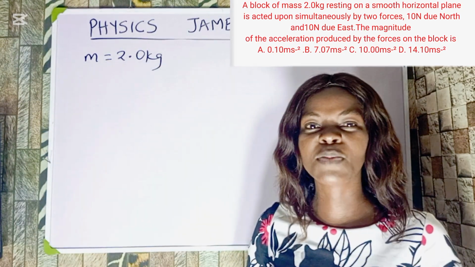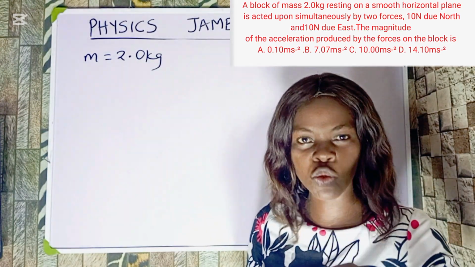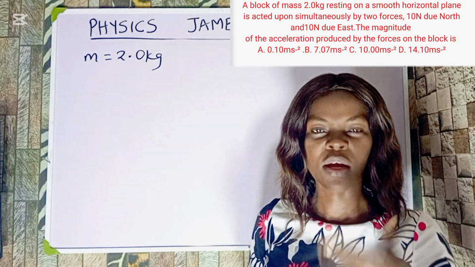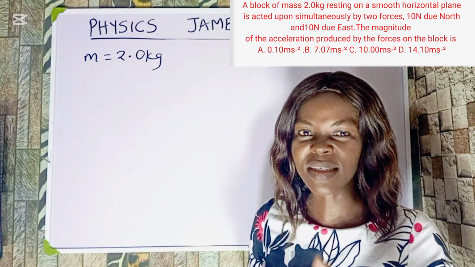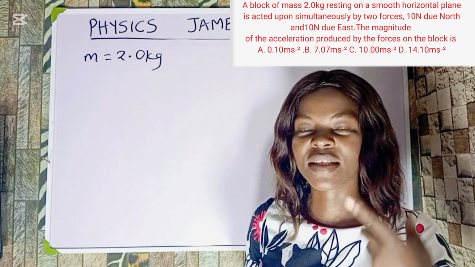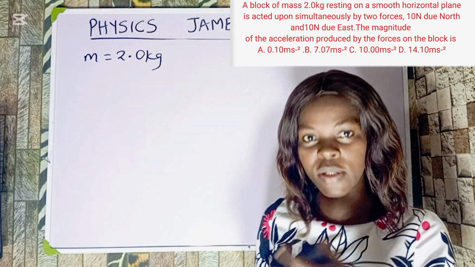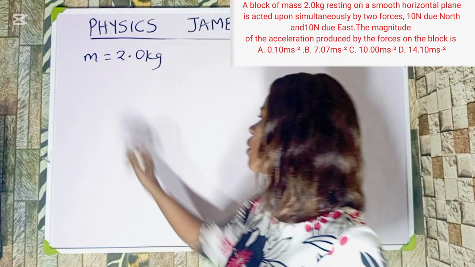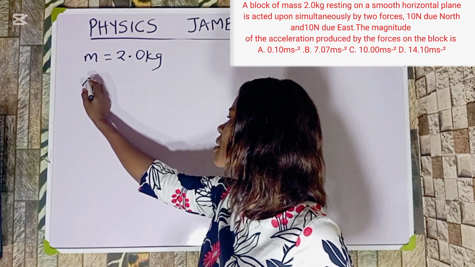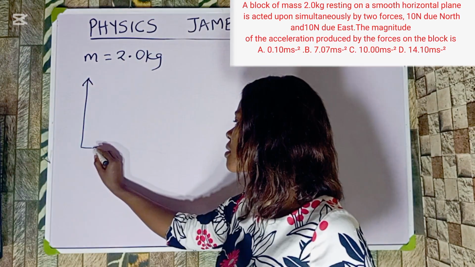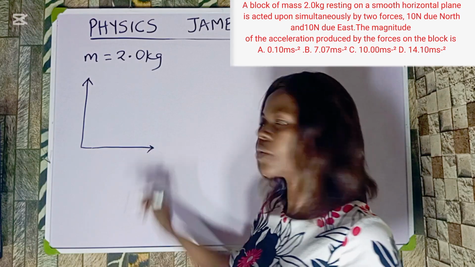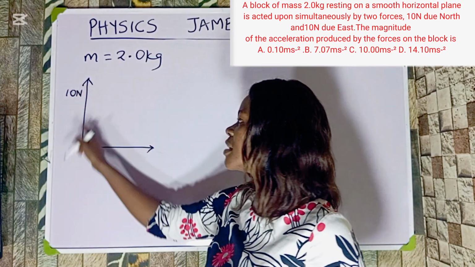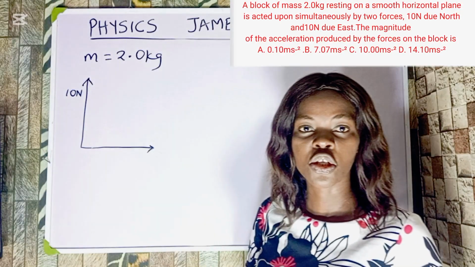Now it's being acted upon by two forces. One is going 10 Newton due north and the second one is going 10 Newton due east. So let's use an illustration to explain what we mean. So we have this. This is 10 Newton due what? Due north.